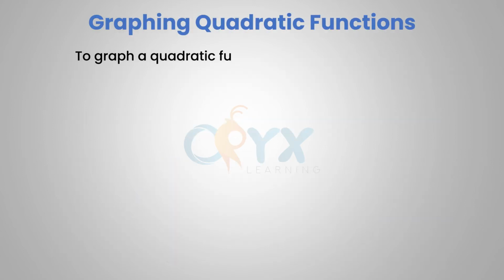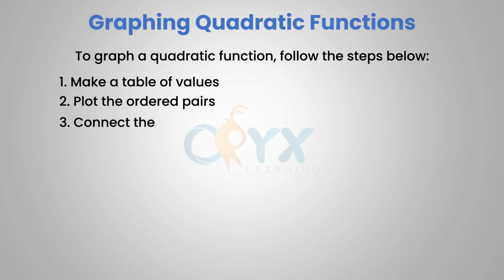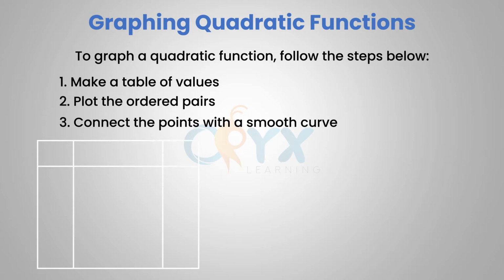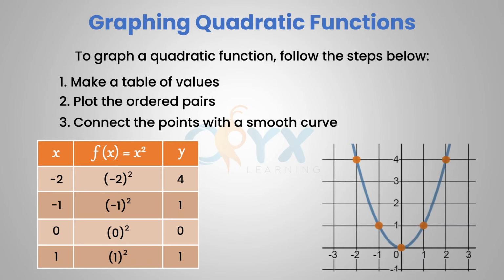To graph a quadratic function, follow the steps below. 1. Make a table of values. 2. Plot the ordered pairs. 3. Connect the points with a smooth curve. For example, here's our table with x values of -2 to 1. Substituting -2, -1, 0, and 1 into the function f(x) = x², we get the y values 4, 1, 0, and 1. Plotting the ordered pairs, we would get a parabola that looks like the graph on the right.